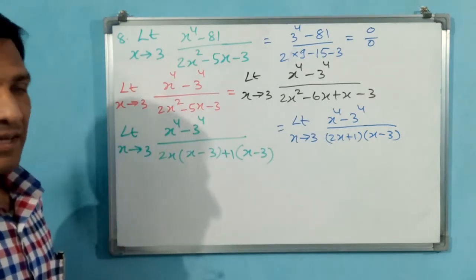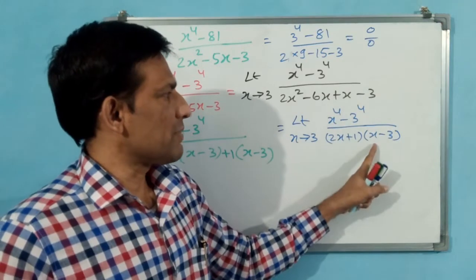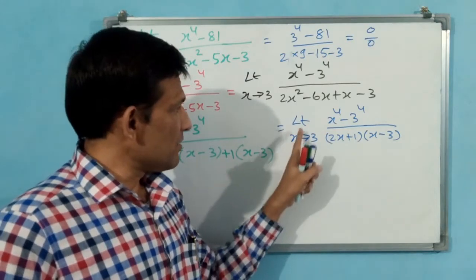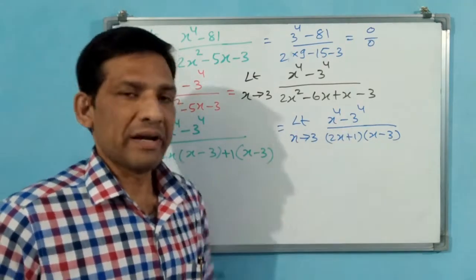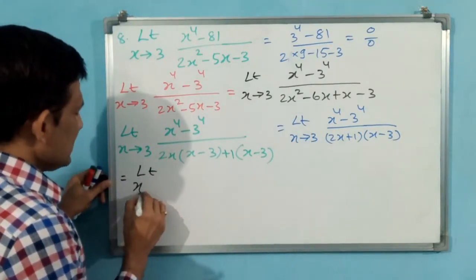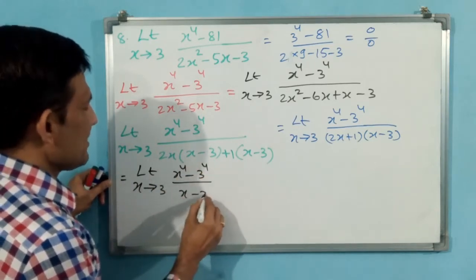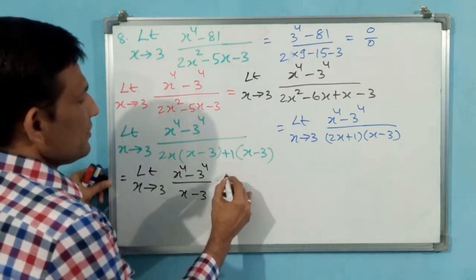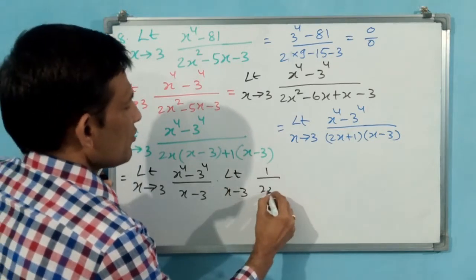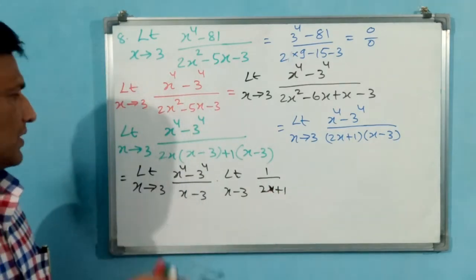Just imagine. See here how to think logically. Limit x tends to a, x to the power of n minus a to the power of n by x minus a. If you split these two separately, then a separate formula will be there. And limit x tends to 3, 1 by 2x plus 1, this you separate. Then you are going to get the answer. See how I am doing. Limit x tends to 3, x to the power of 4 minus 3 to the power of 4 by x minus 3, this is different, into limit x tends to 3, 1 by 2x plus 1.